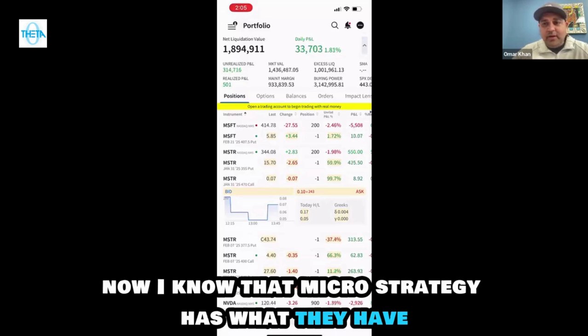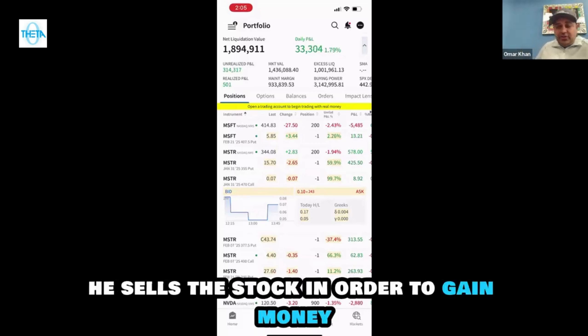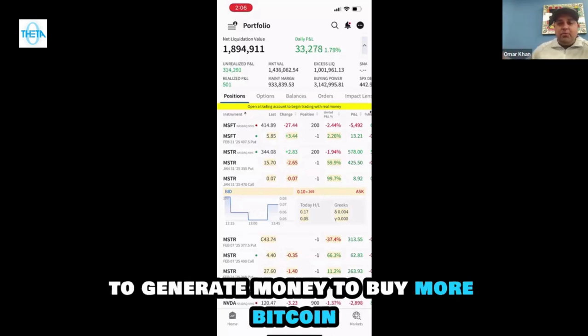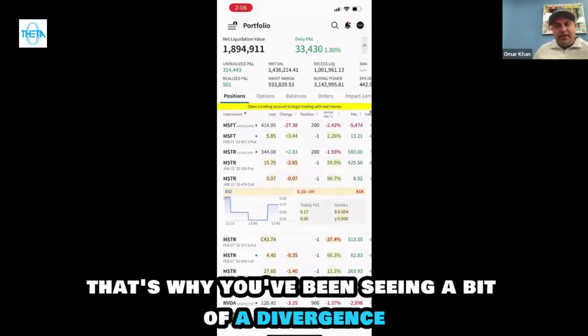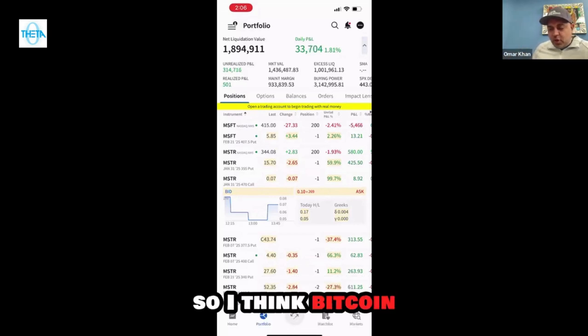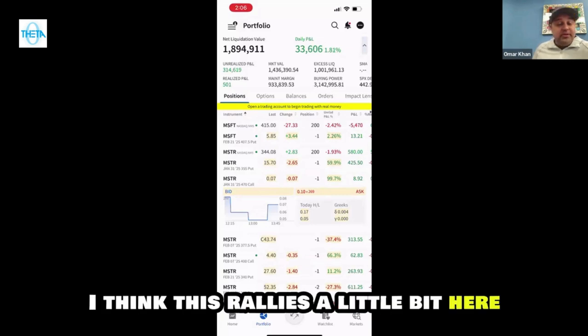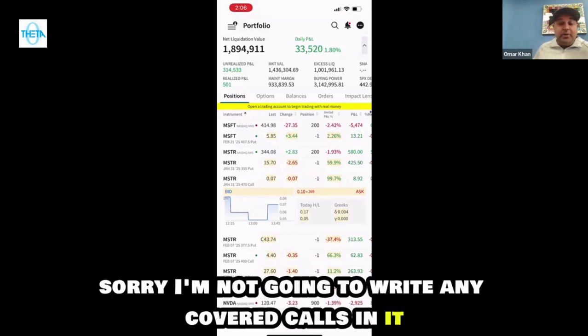Michael Saylor's been doing a lot of sales. He sells the stock in order to generate money to buy more Bitcoin. So he's selling a lot of stock lately. That's why you've been seeing a bit of a divergence between the stock price and the price of Bitcoin. So I think Bitcoin rallies a little bit here, and I don't want to write any puts on it. I'm just going to wait it out. Sorry, I'm not going to write any covered calls on it.